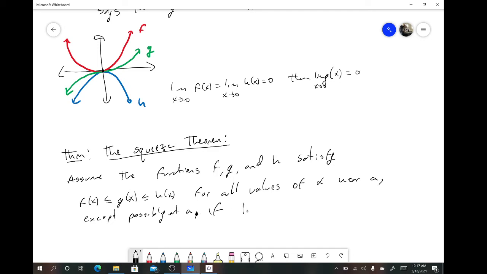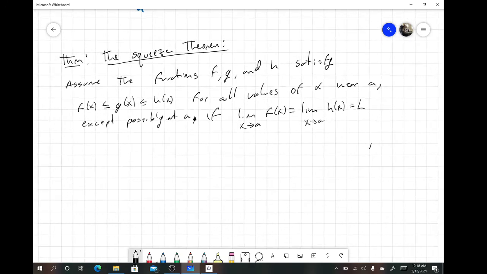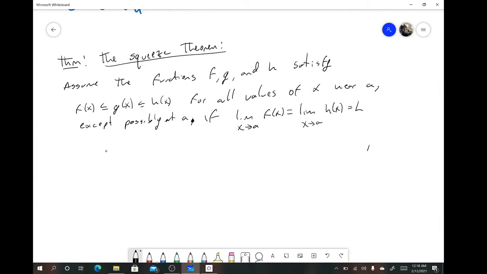Then if the limit as x goes to a of f of x equals the limit as x goes to a of h of x, if those limits are equal to L, then it must be true that the limit as x goes to a of g of x equals L as well. So then the limit as x goes to a of g of x is also equal to L. Right? So this is the so-called squeeze theorem.